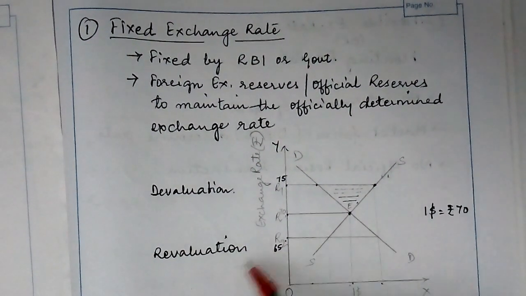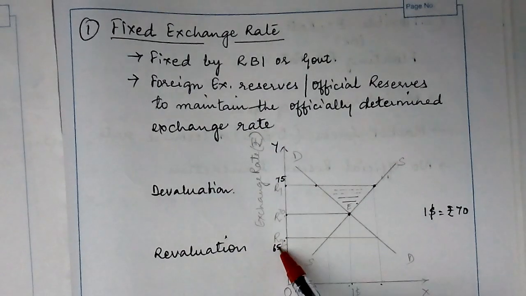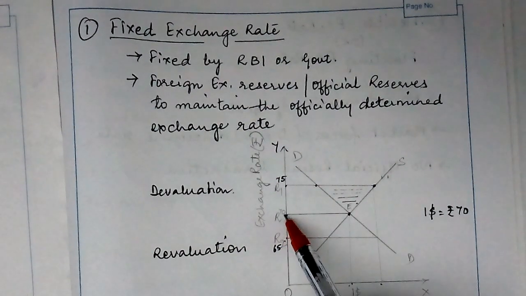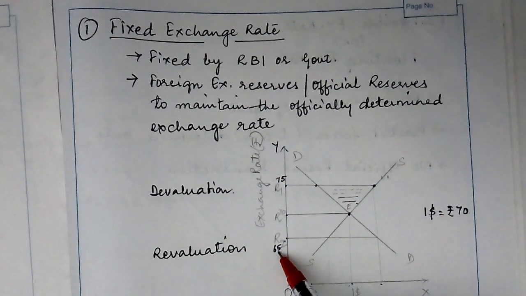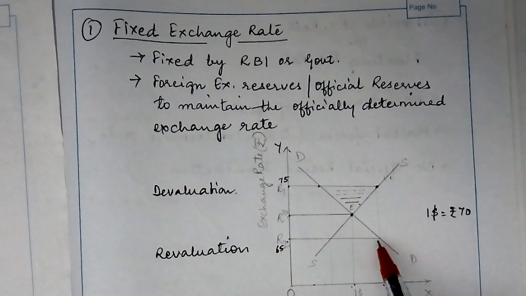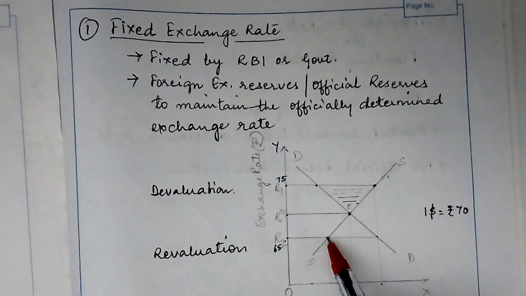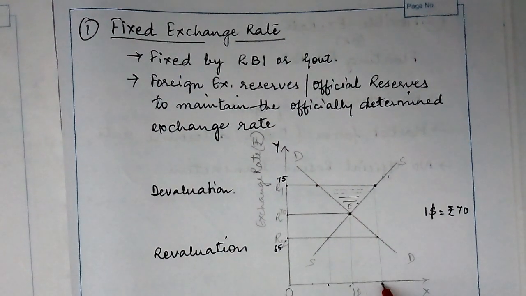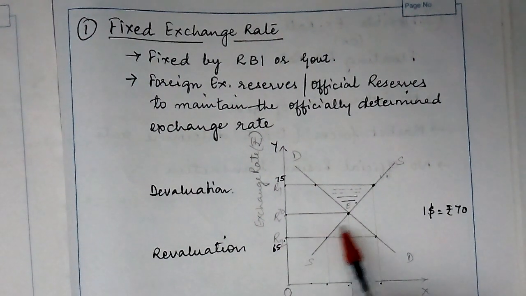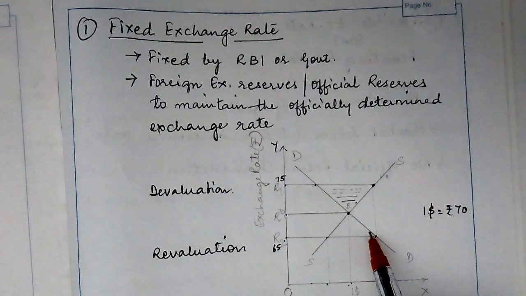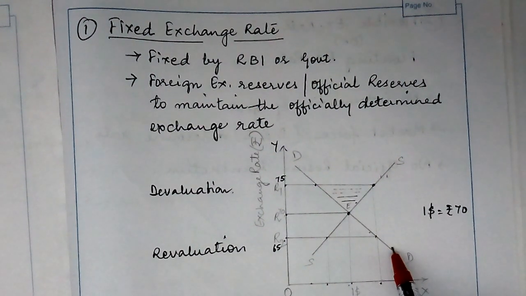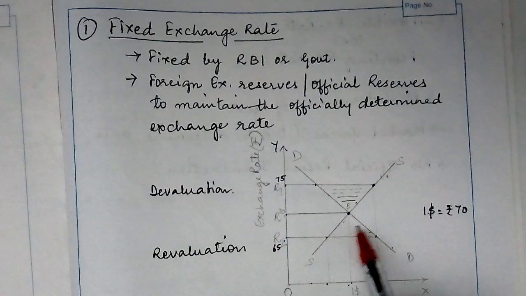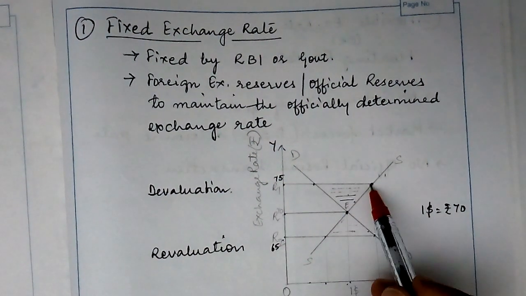On the other hand, when the rupee is revalued, that is when it drops from 70 to 65, in that case the demand is here and supply is at this point. So the supply of dollars is less and the demand for dollars is more. So this triangle under point E is called excess demand. Above E it is called excess supply.